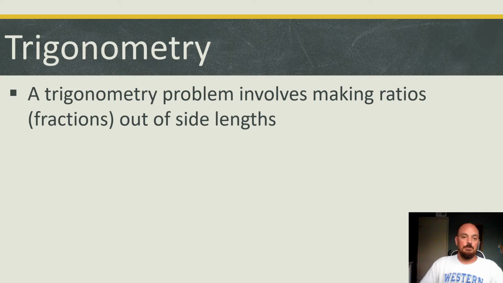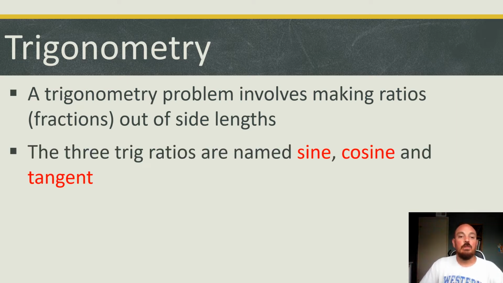Okay, so a trigonometry problem is going to involve making ratios or fractions out of two of the three side lengths. So in a trig problem, you're going to have a triangle. Maybe you know all three of the sides. You're going to pick two of them, and you're going to make a fraction out of them. Now our three trig functions, or our three trig ratios, are named sine, cosine, and tangent. Those are going to be very important words for us. We're going to be using them a lot over the next couple weeks.